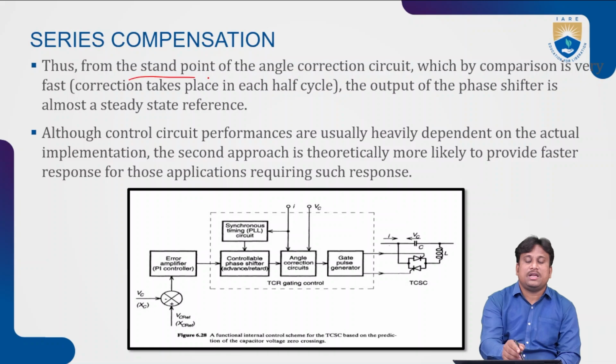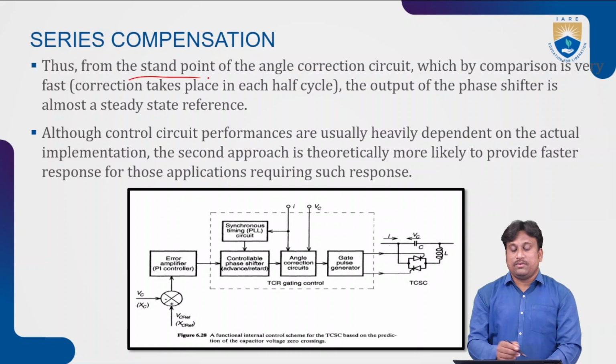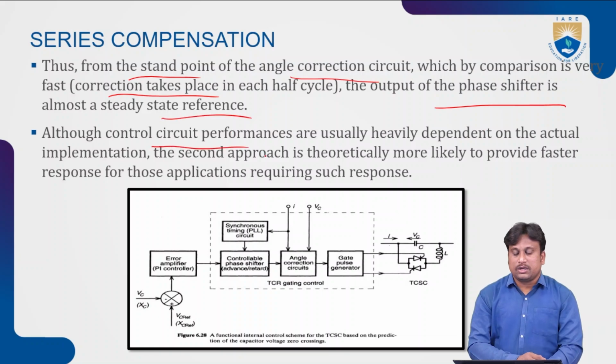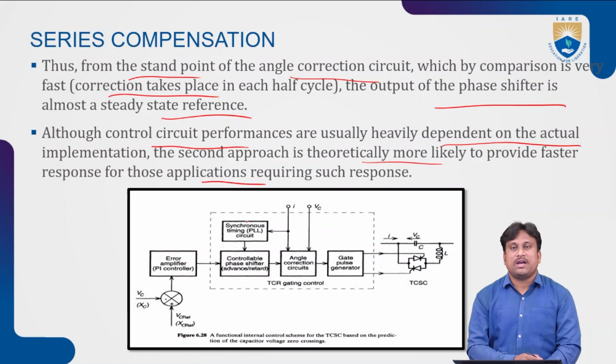So from this analysis, the angle correction circuit, which by comparison is very fast, makes the correction take place in each half cycle. The output of the phase shifter is almost steady state in nature. Although control circuit performance is usually heavily dependent on the actual implementation, the second approach is theoretically more likely to provide faster response. This is for applications requiring such response.